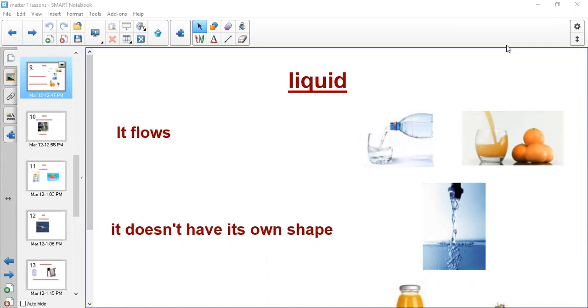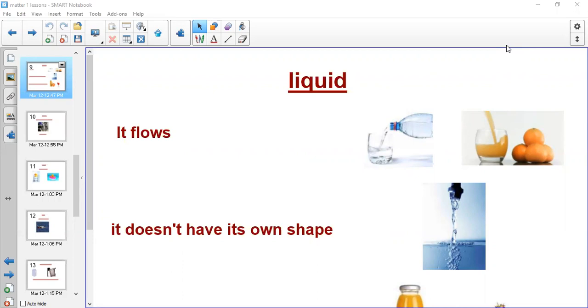What is a liquid? Liquid flows. What is the meaning of flows? It means that it moves steadily, or continuously, in a current or stream, right? So any liquid flows. Like if you look at the bottle here of water and you look at the juice, you find that liquid flows, okay?